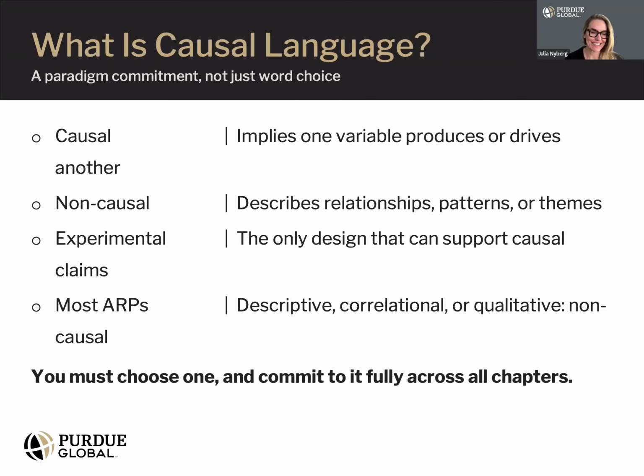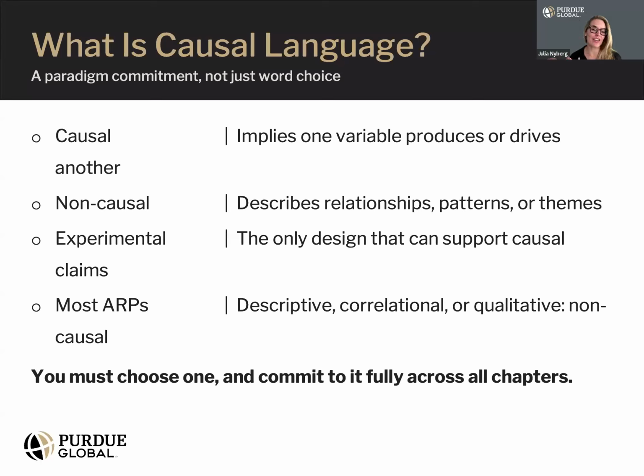Okay, so let's really dig in. I want to start by defining two types of language really clearly. Causal language implies that one thing produces, causes, or drives another. It includes words like caused, led to, resulted in, impact of, effect of, proved. Those are all words that are associated with causal language.